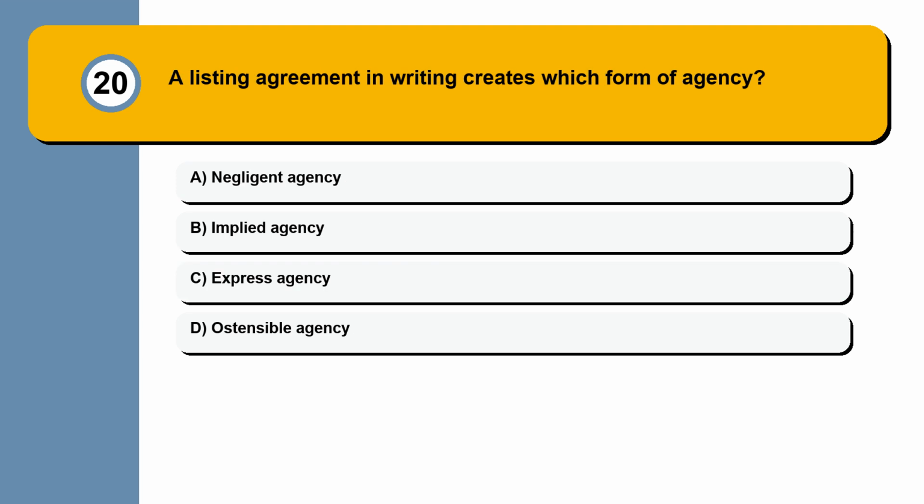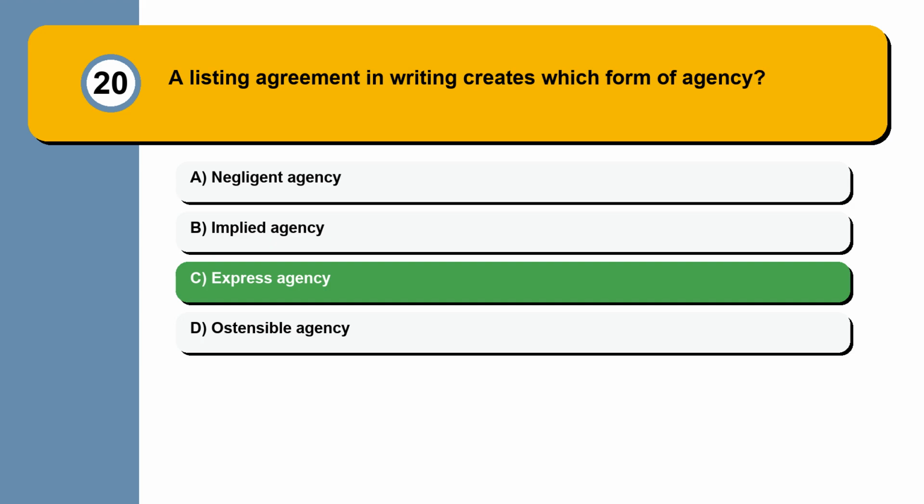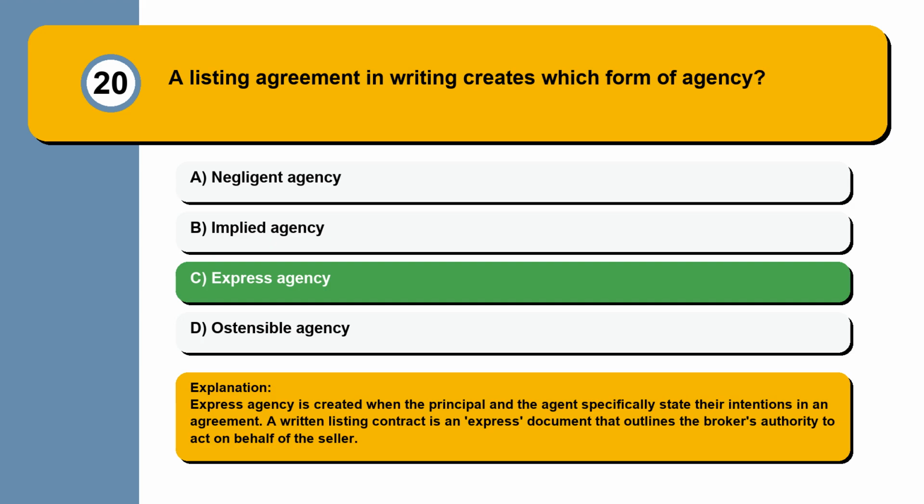Question 20. A listing agreement in writing creates which form of agency? Negligent agency, implied agency, express agency, ostensible agency. Express agency is created when the principal and the agent specifically state their intentions in an agreement. A written listing contract is an express document that outlines the broker's authority to act on behalf of the seller.